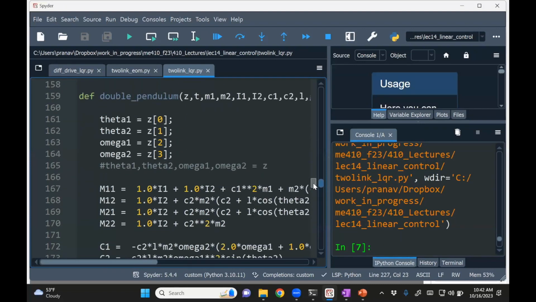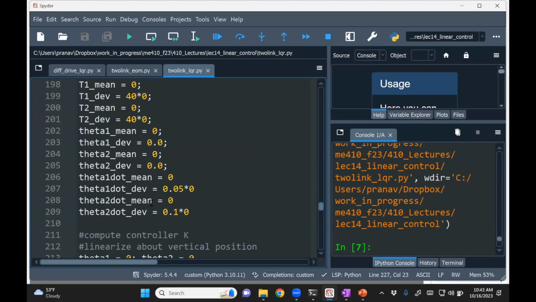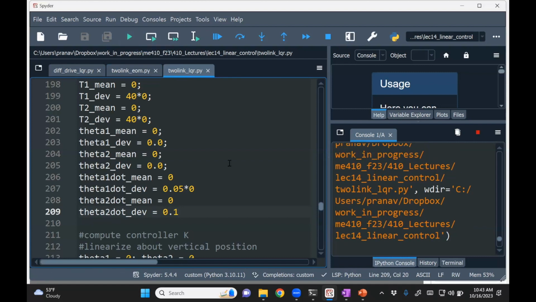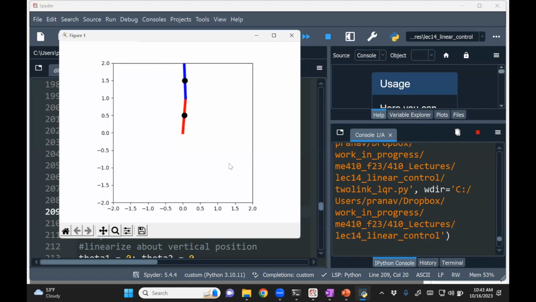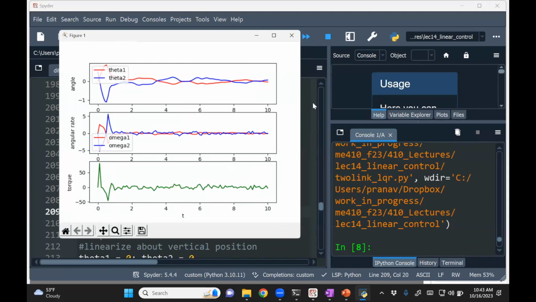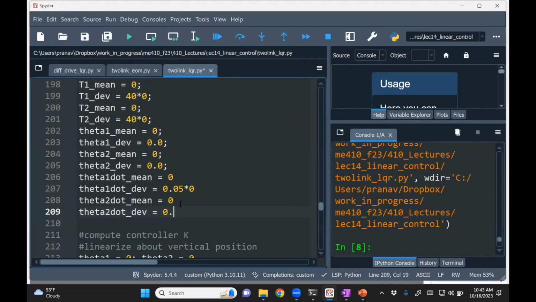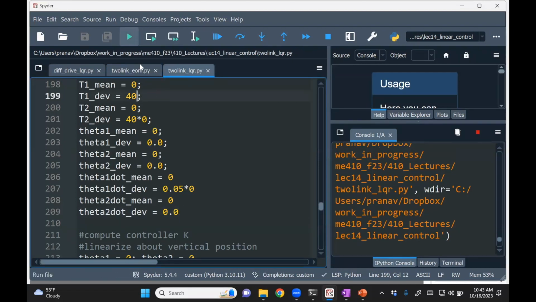I think it should be right here. So I can set a torque deviation. I can set an angle deviation for the two angles or the velocity. So I'm going to give a velocity deviation. This is basically introducing some noise in the system. Because of the sensor noise, the controller has to fight the system and get it to stabilize. You could also put a torque disturbance, and I think I put 40.